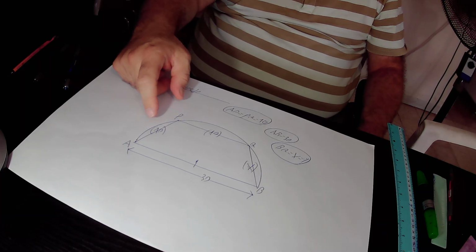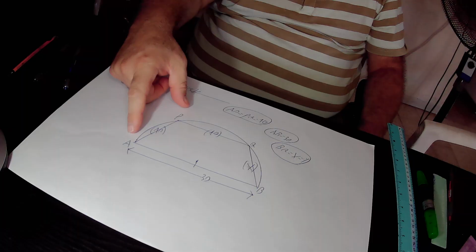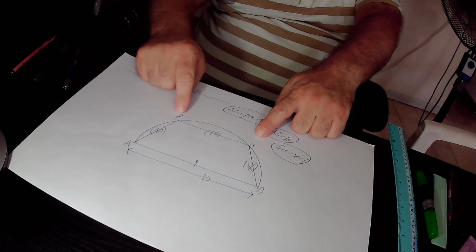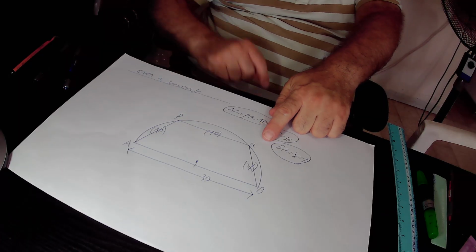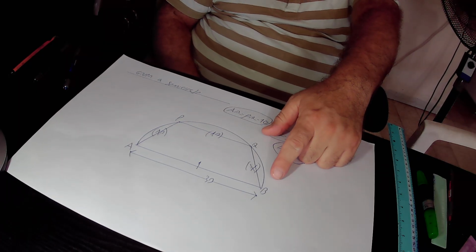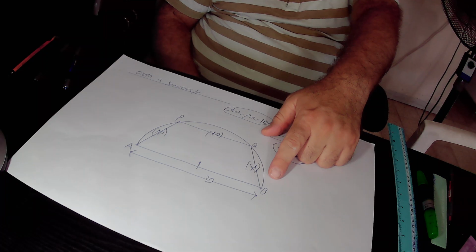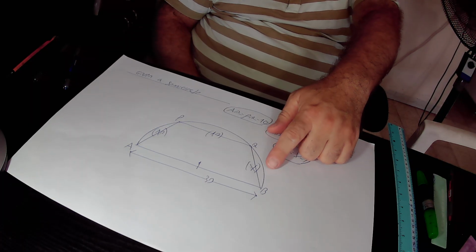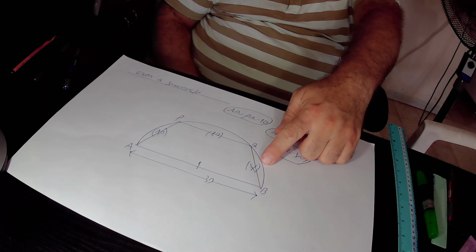In addition, this is called PA, which equals 10 units in length. This is called PQ, which is also equal to 10 units in length. And this is called QB, which is equal to x units. Our mission is to find the length of QB, which is equal to x. We have to find the value of x.